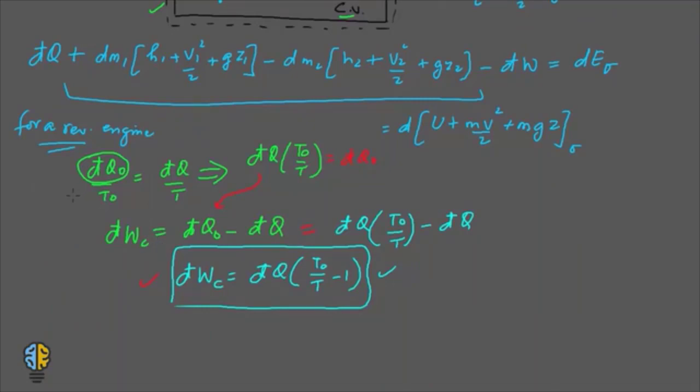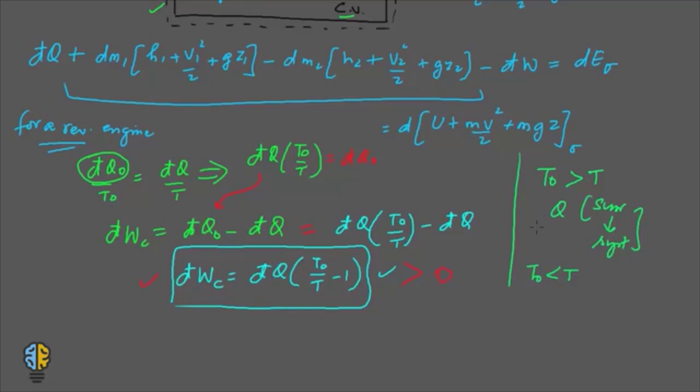Now the work dwc is always positive, and it is independent of the direction of heat flow. When T naught is higher than T, the heat will be flowing from surroundings to system, and when the value of T naught is less than T, the heat will flow in the reverse direction, that is from system to surroundings.